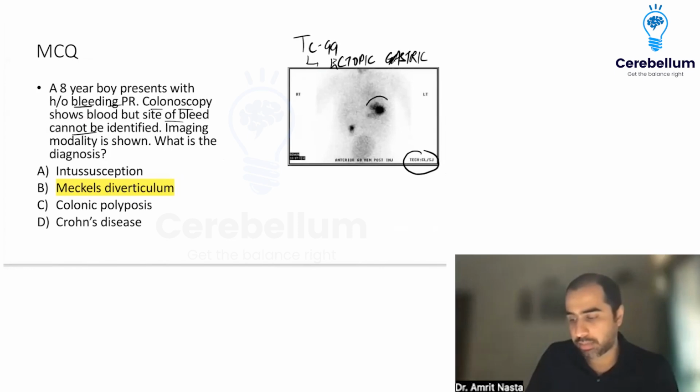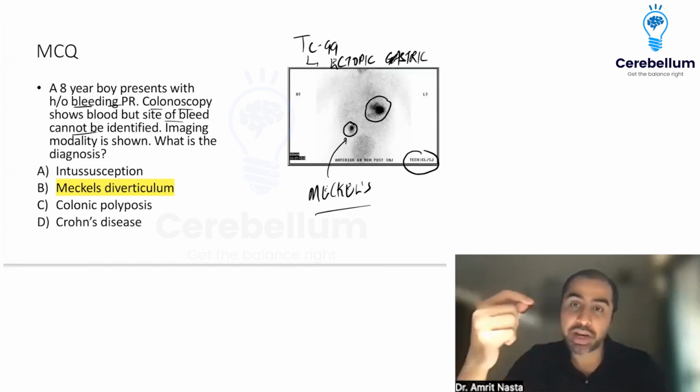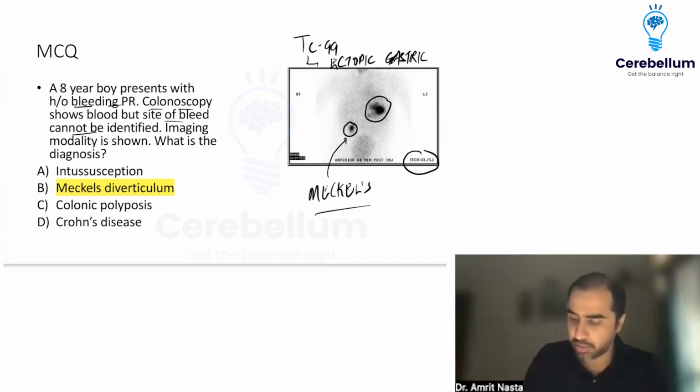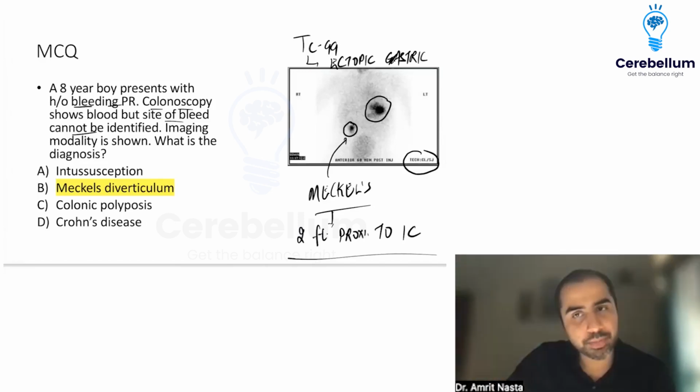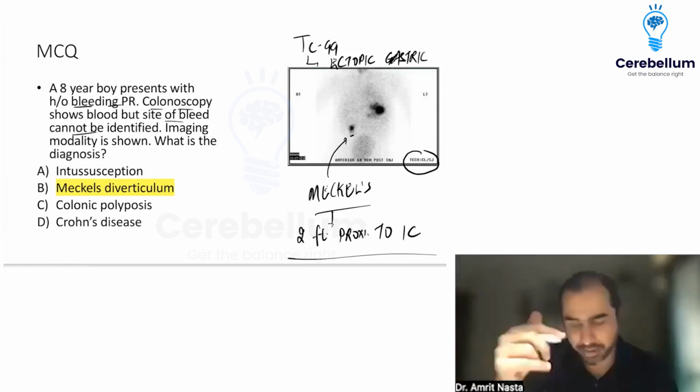So what you see here, this is normal stomach, normal gastric mucosa. But you see here gastric mucosa. Why is there gastric mucosa here? Because here there is a Meckel's diverticulum. Meckel's diverticulum may have ectopic gastric mucosa, and Meckel's diverticulum normally happens in the ileum, 2 feet proximal to the IC junction. So it's an ileal diverticulum. Anyways, if you couldn't identify this, you didn't understand.